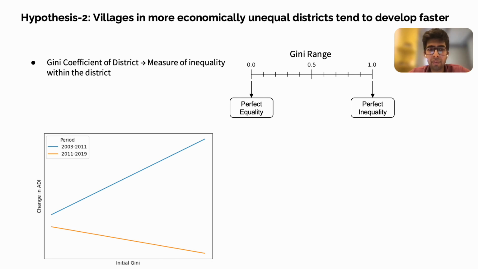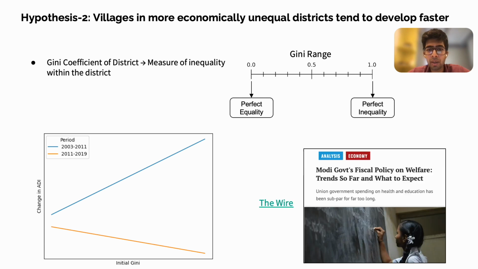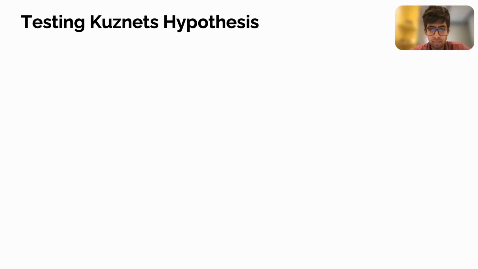We observe that while the hypothesis remained true during the phase 2003 to 2011, the trend reversed during the phase 2011 to 2019. This interesting shift can be attributed to significant change in Indian politics in 2014 when the incumbent UPA government was replaced by NDA government at the center. This change led to difference in design of welfare and industrial policies.